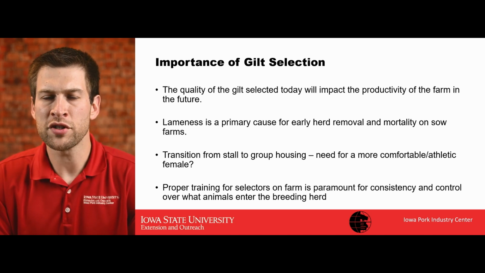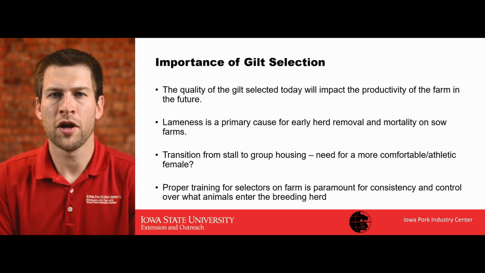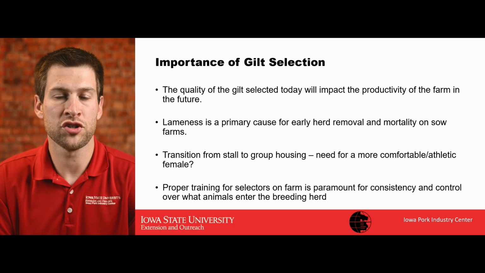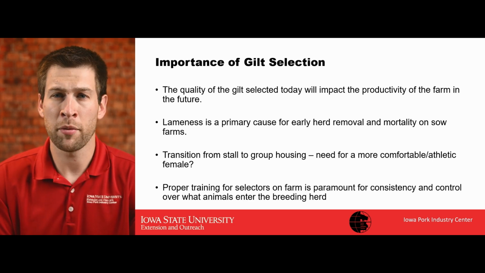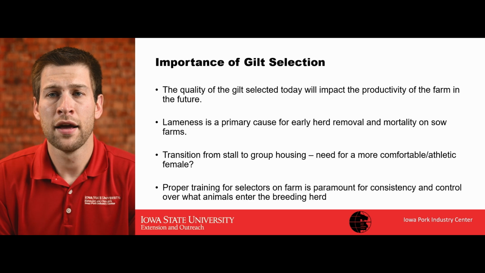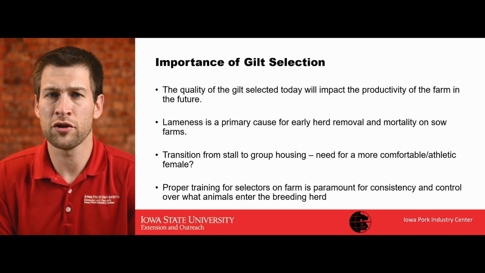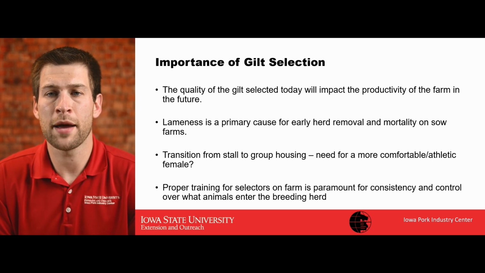And I think a lot of times when we talk about this in the industry, we're thinking much further out than what reality really is. If we're selecting the gilt today, chances are we're breeding her in a matter of a few weeks or months. And then in probably about 4 to 6 months after that, she's going to have farrowed a litter by then. So really, the gilt we're selecting today has a fairly immediate impact as far as the type of productivity our farm can have.